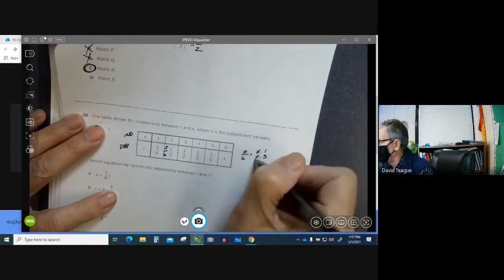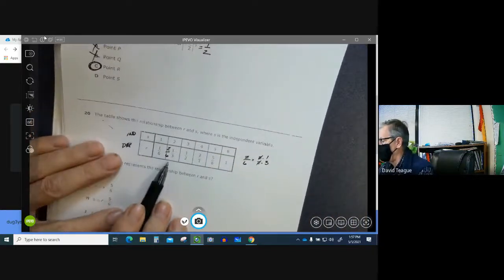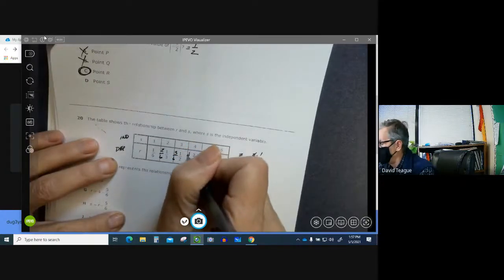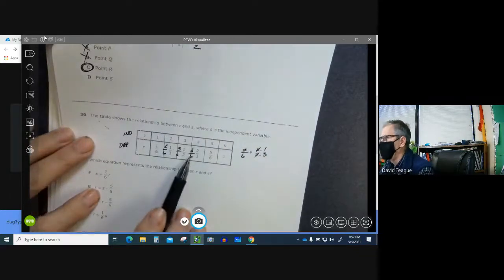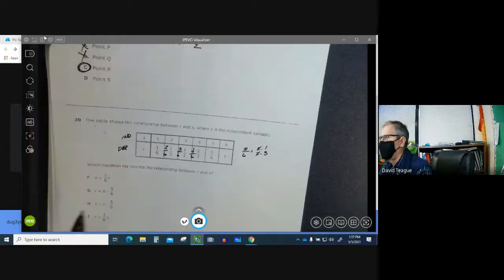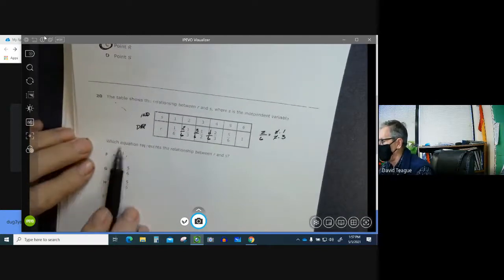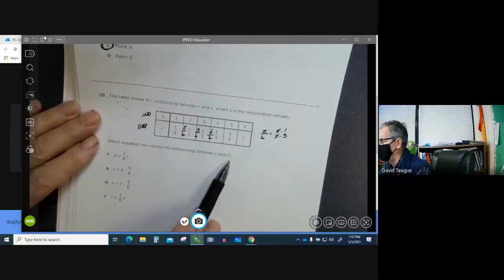See, and so they simplified it to 1/3. That's how they were confusing you in this table. This really should be like this. If you had seen this, you would have gotten it right. But what they did is they took the fraction and simplified it and made it a little more difficult for you. Okay, so it says which equation represents the relationship between R and S, right?